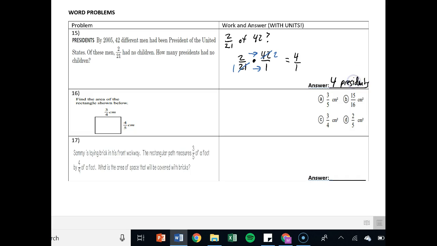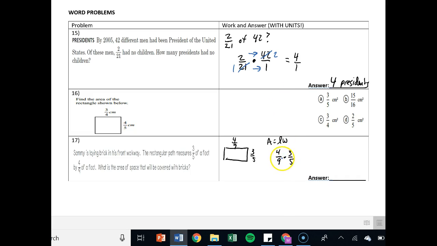All right. Lastly, 17, Sammy is laying brick in his front walkway. The rectangular path measures 3/5 of a foot by 4/9 of a foot. So something like this, 3/5 by 4/9. What is the area of the space? So area is just length times width, right? Area is equal to length times width. So we're just going to say what's 4/9 times 3/5, right?